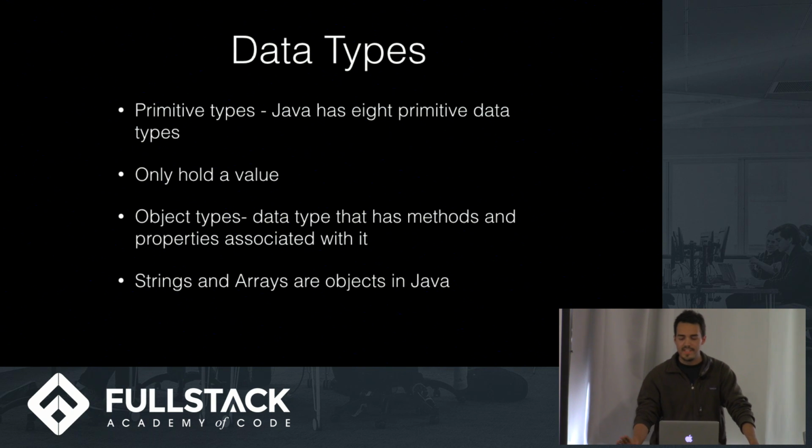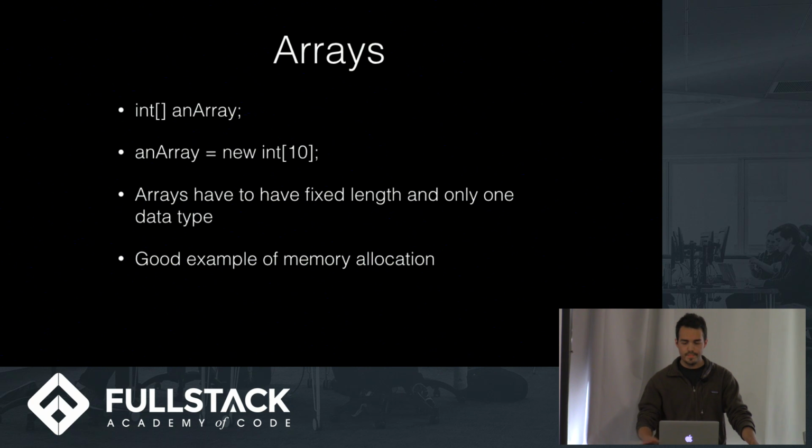Now there are two different data types in Java. First, there are primitive types. Java has 8 different ones, like integer, boolean, float. They can only hold a value. Object types are data types that have methods and properties associated with them. So in Java, strings and arrays are objects because they have methods associated with them.